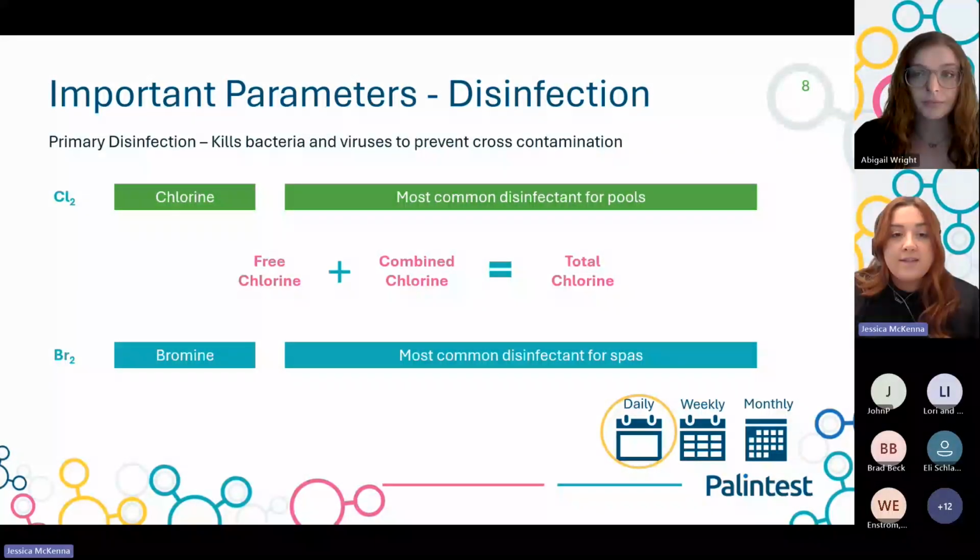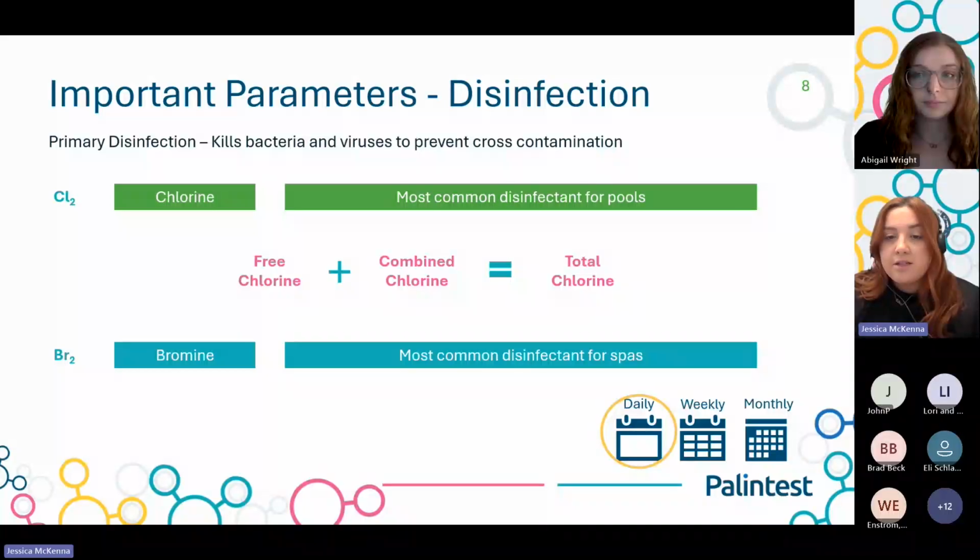Bromine is a popular disinfectant used more in hot tubs or spas. It's favoured by hydrotherapy pools or spas as it's more active at higher pH levels and more effective at higher temperatures. Bromine also has additional benefits in that it doesn't cause irritation to the skin or eyes that you may get from the byproducts from chlorine disinfection. We recommend that bromine levels are maintained between around 4 to 6 ppm.